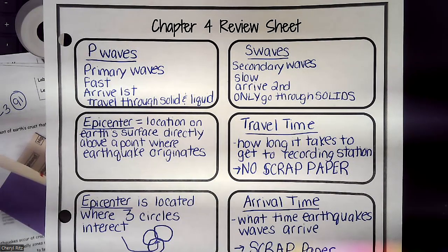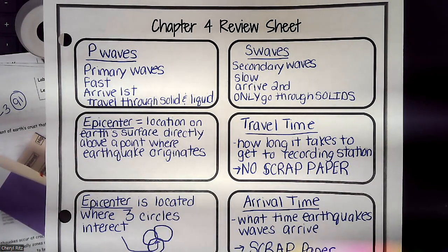So anyway, what's on this review sheet is just some basics. A lot of it goes along with your homework that you had last night. So I did compare the P and the S waves. Yes, it is important to know that the P waves are fast and they arrive first, and they can go through solids and liquids. Whereas the S waves, they're slow. And because they're slow, they arrive second at the seismic station. And it is super important to remember that they only go through solids.